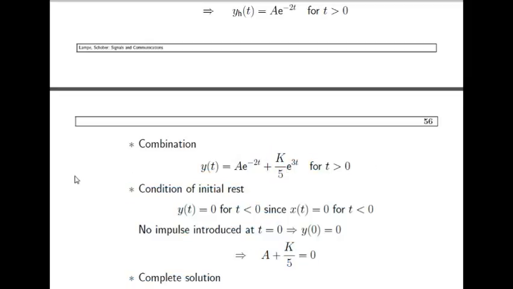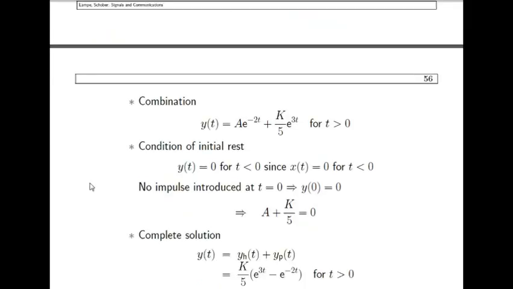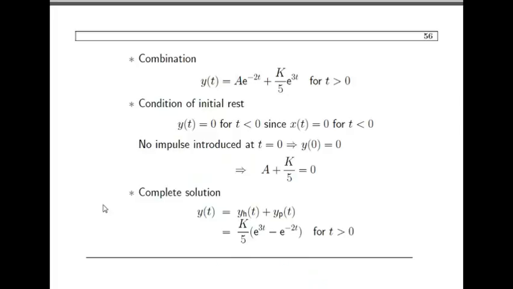For the initial rest condition, y(t) is equal to 0 for t less than 0, because x(t) is equal to 0 for t less than 0. So no impulse is produced at t equal to 0, which implies that y(0) is equal to 0. This gives us the equation A plus K upon 5 equals 0. With the help of this equation I can replace A with minus K upon 5, and our complete solution will look like this.